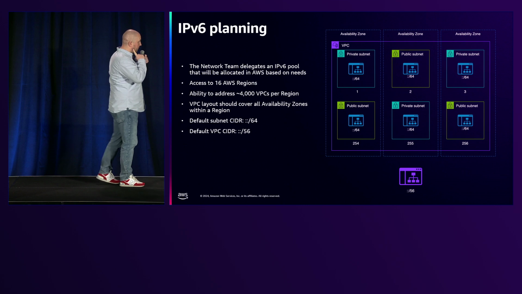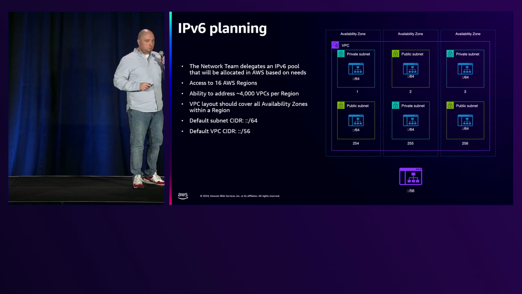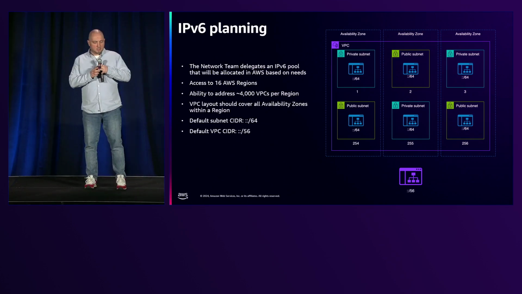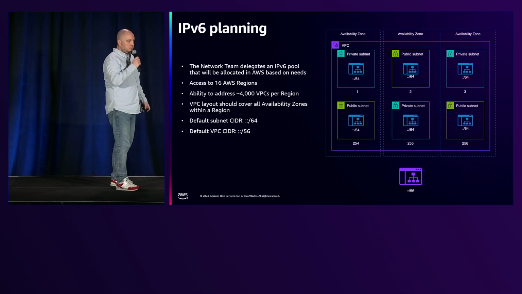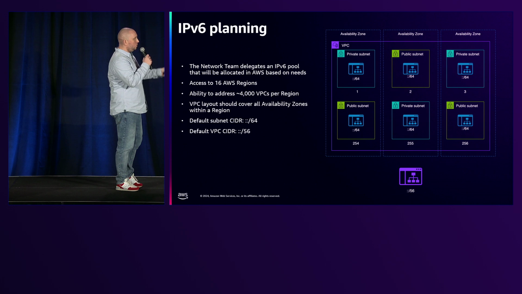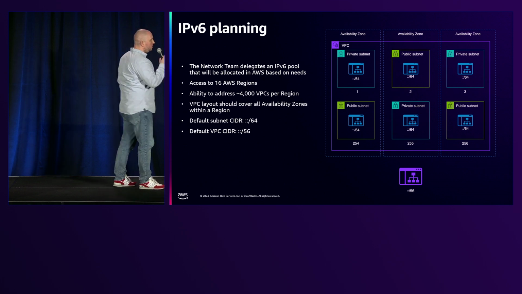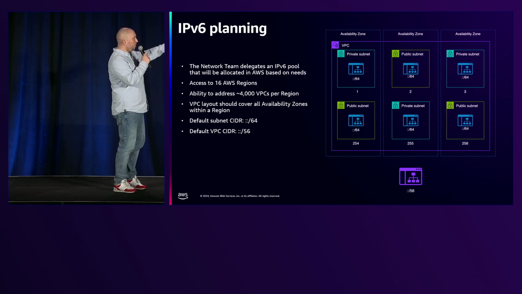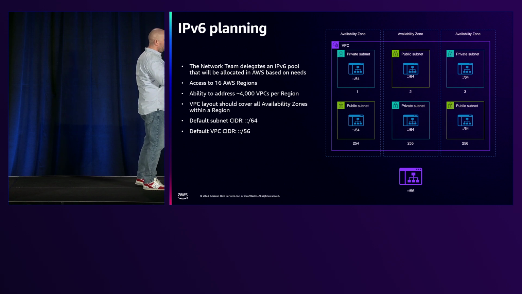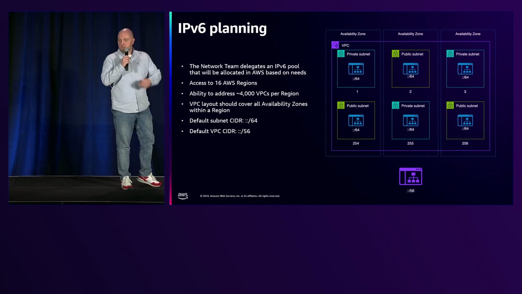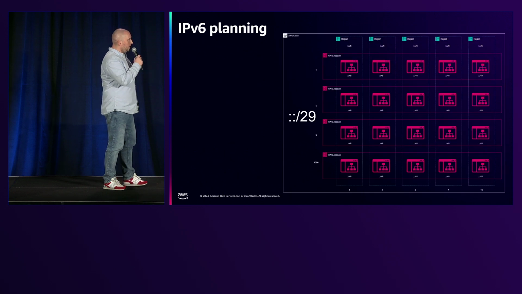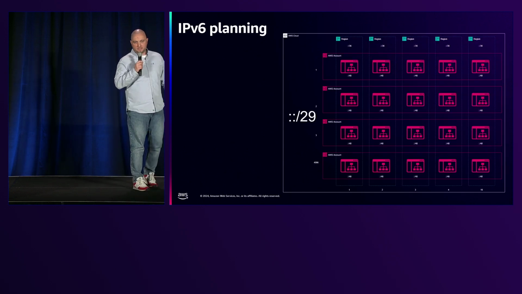2 years after, we decided to start using IPv6, and the requirements were completely different. We were no longer interested in being in 4 regions. We wanted to use 16 regions. We were no longer interested in having 100 VPCs. We wanted to have 4,000 VPCs, and we were no longer interested in having only 2 availability zones. We wanted to consume all availability zones, and you know, as Dimitri said, the number of availability zones varies per region. As a result, we took a /25 IPv6.